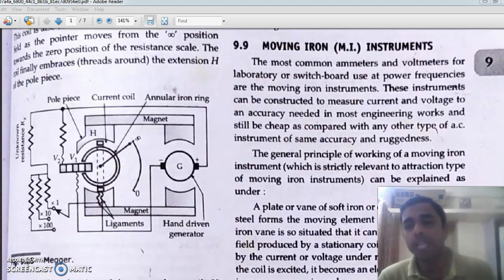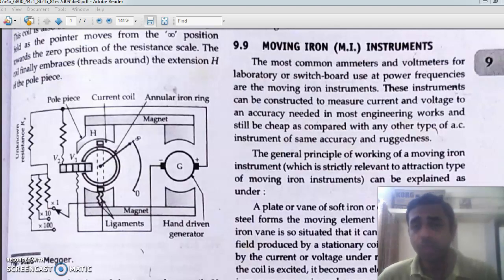What is the meaning of scale of the meter being uniform? That is, the spacings between every point is the same. That is, on the scale, the spacing between 2 points is the same. That is the meaning of uniform, and that's a good advantage also. That is because theta and I were having a linear relationship.